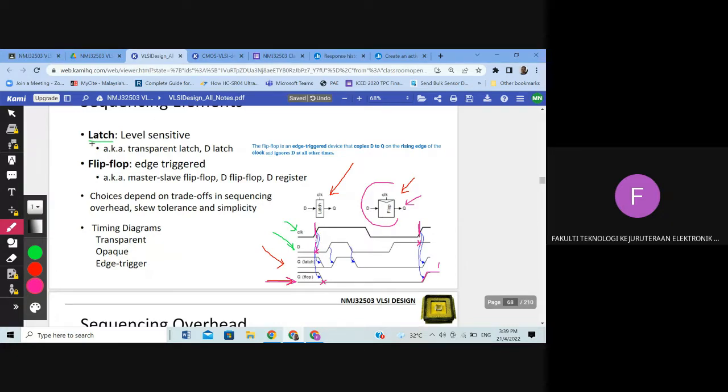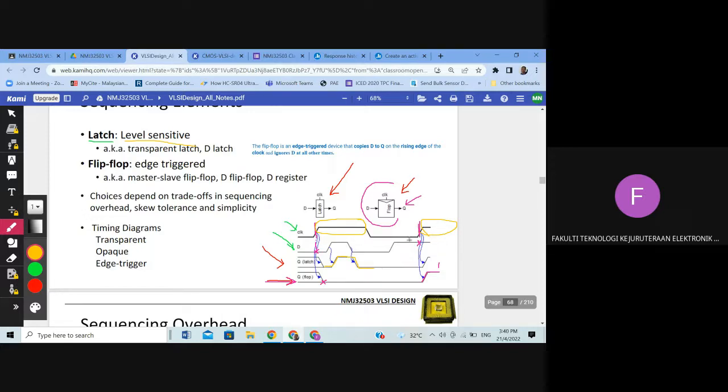Unlike the flip-flop, the latch is level sensitive. Level sensitive means that it will be transparent and copy D during the level. In this case, as for example, we assume it is sensitive to the high level of the clock. So it will copy whatever input during the high level, and that's why you can see the latch output copy the input. You see the same.